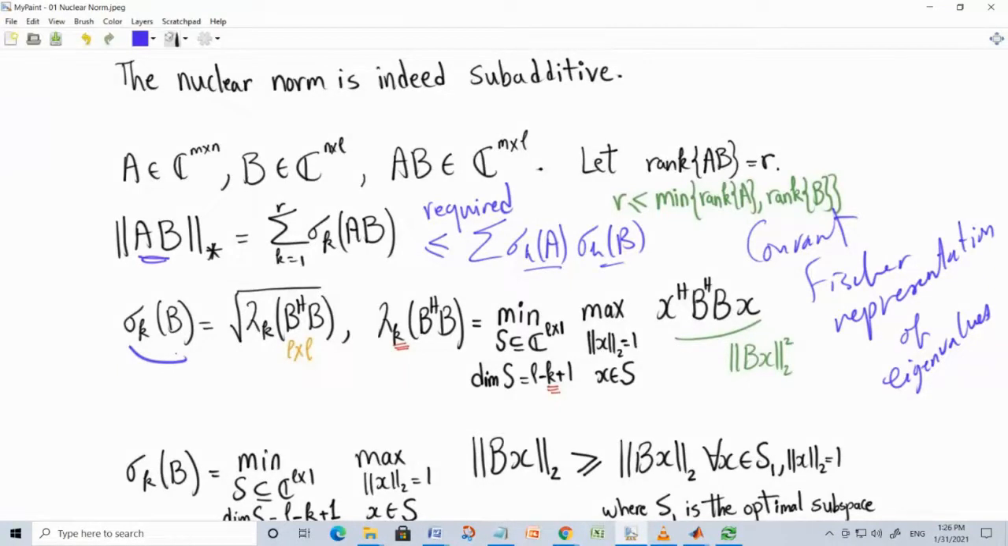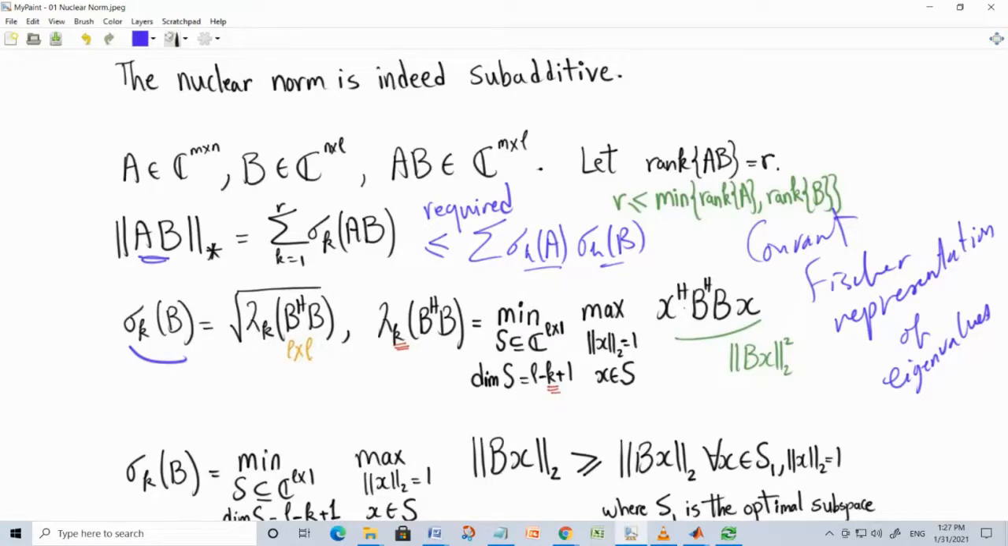Again, in the notation in this course, sigma 1 is the maximum, the largest, and then sigma 2 is the second largest, and so on. So sigma k is the kth largest singular value, and it is the square root of the kth largest eigenvalue of B Hermitian B, which is a Hermitian matrix. So basically, the min-max representation of an eigenvalue tells you this. The kth eigenvalue of a Hermitian matrix can be obtained via solving this min-max problem.